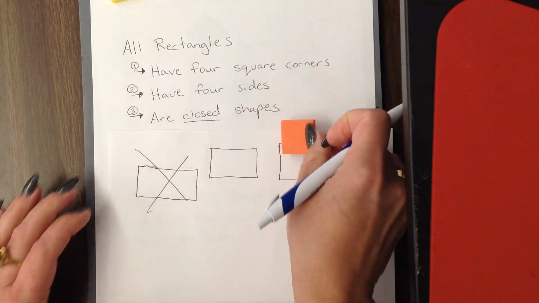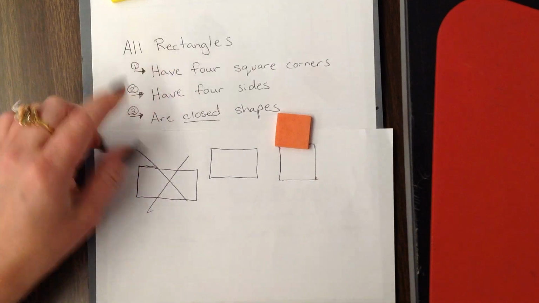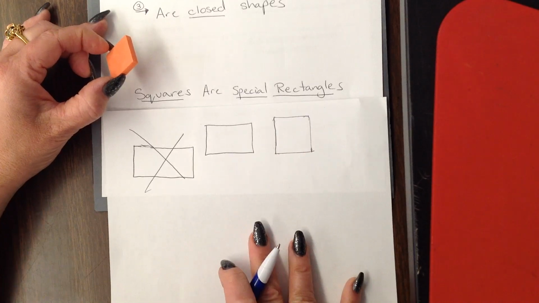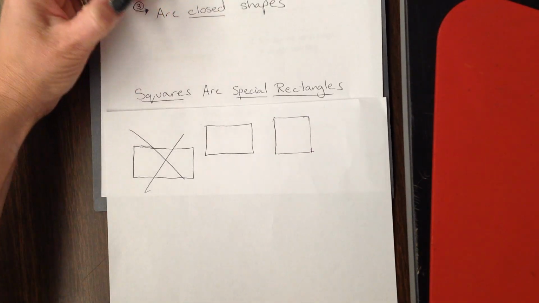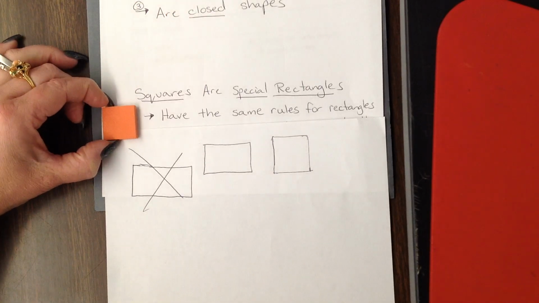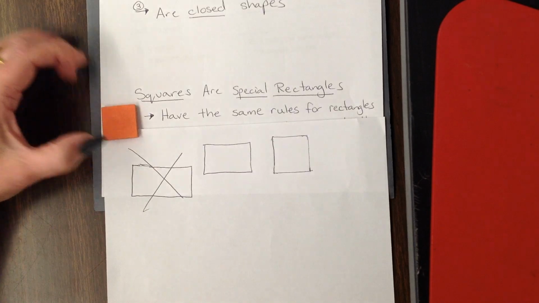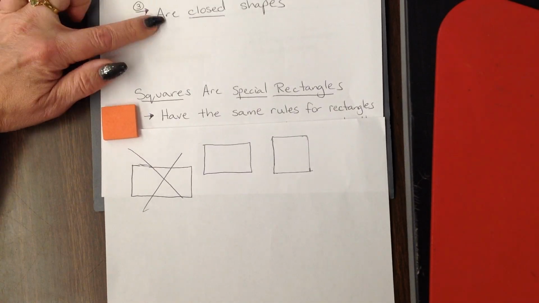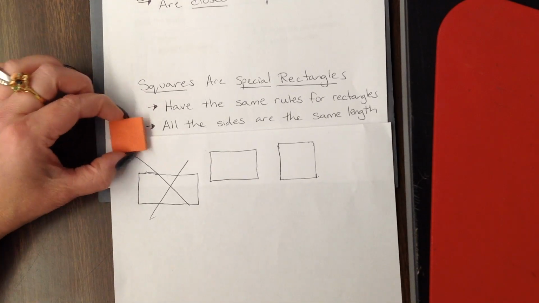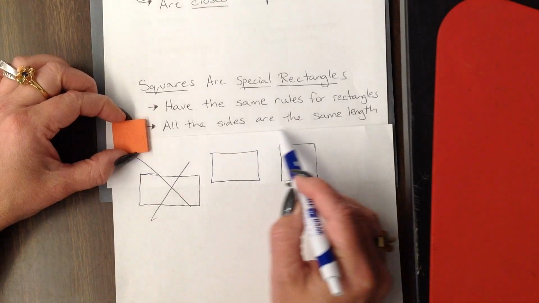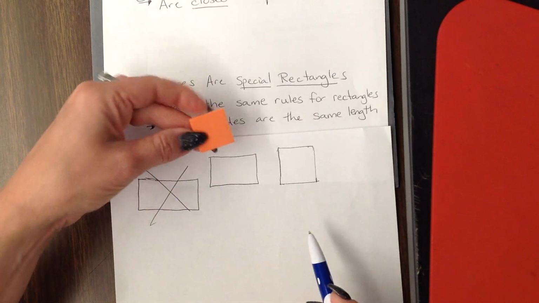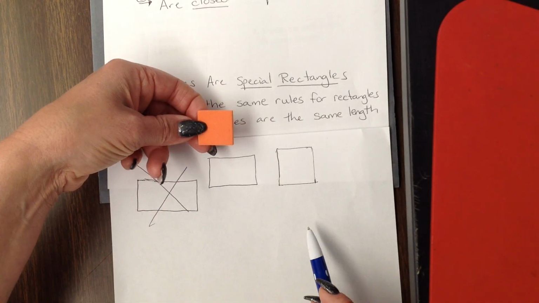So what does that mean about a square? It is also a rectangle. So squares are special kind of rectangles. Okay? All right, so let's talk about a square. So a square has all the same rules as the rectangles do. They have all these same rules, but there's something extra about a square. A square can only be called a square if all the sides are the same length. So notice how this side is the same length as that side. Okay, that is what makes it be a square.